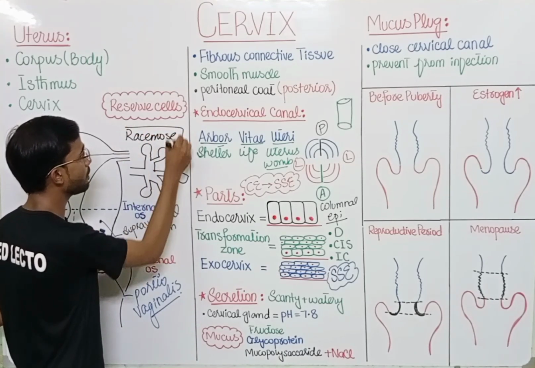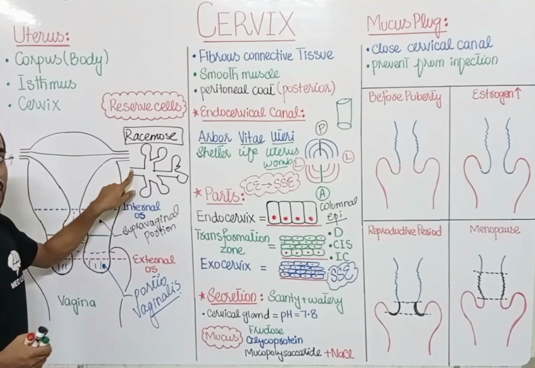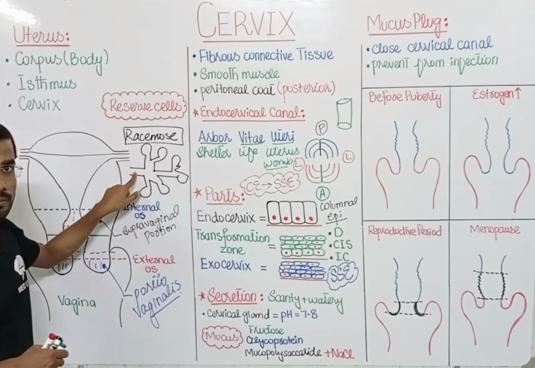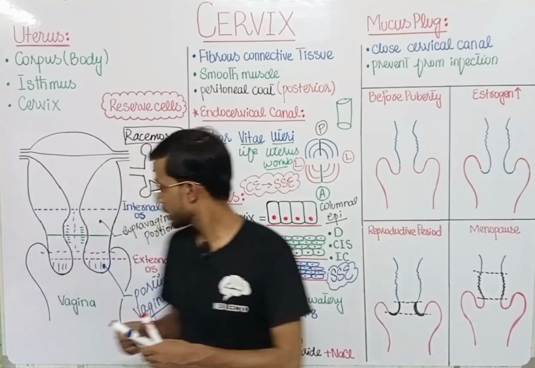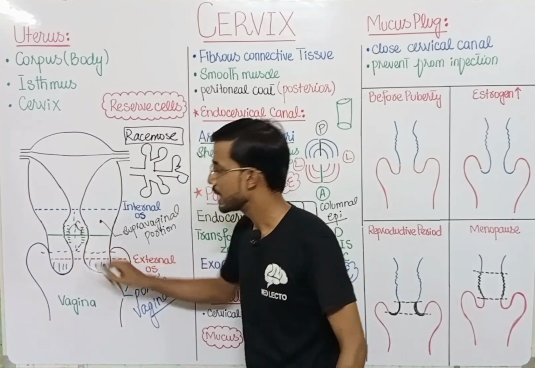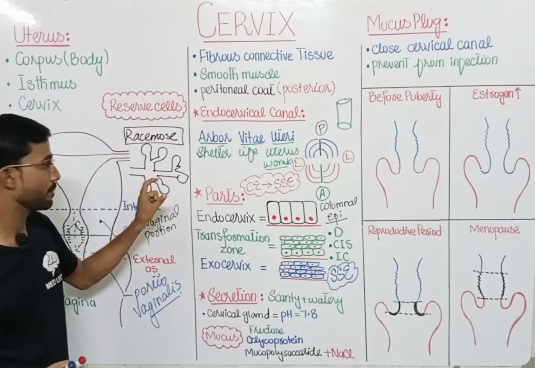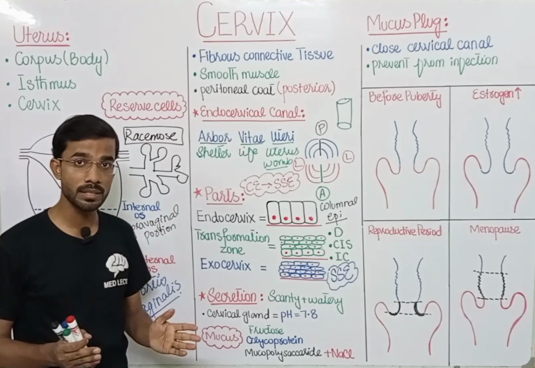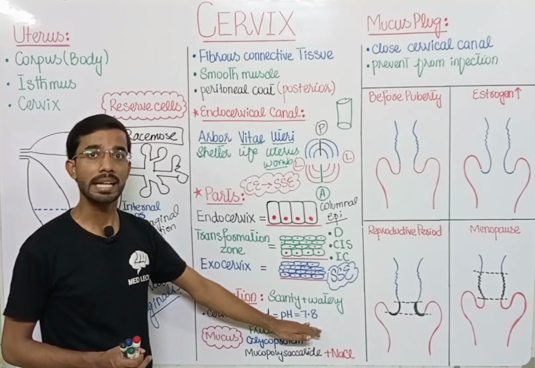Here is the racemose type gland in the cervix, and you will see mostly the cells in this gland are columnar epithelium, and the secretions are released into the cervix. So here is the structure of the gland present in the cervix, and it secretes mucus, an alkaline mucus with a pH of 7.8.